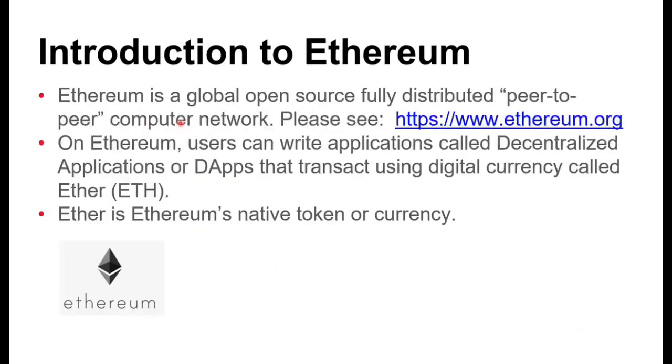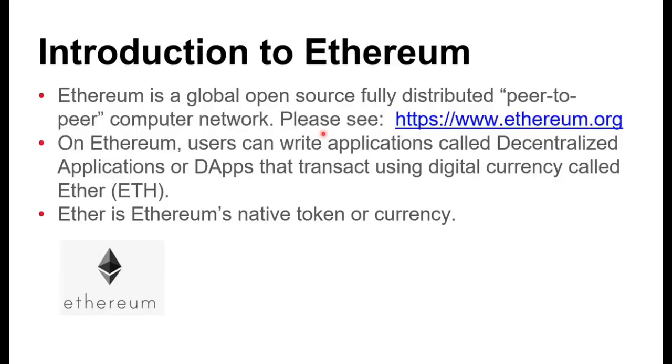So Ethereum is a global, open source, fully distributed peer-to-peer computer network. And here is its website. So Ethereum can be thought of as an operating network. And if that sounds like operating system, well, there is an analogy there. Just like an operating system can run several applications, an operating network can also run many or numerous applications.